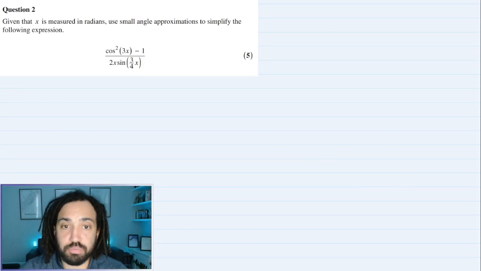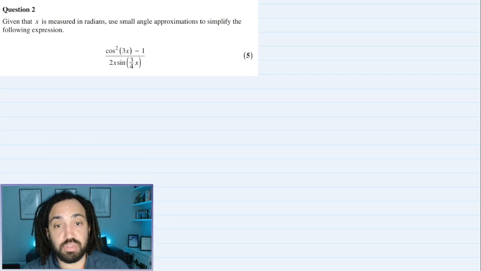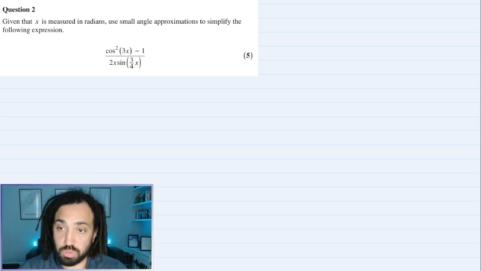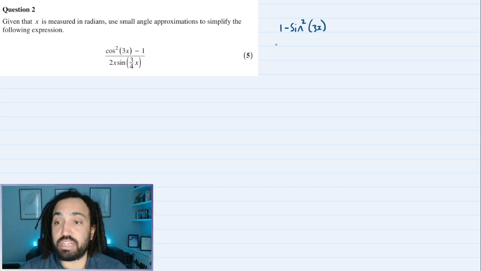Okay, question number 2. It says x is measured in radians. Use small angle approximations to simplify the following expression. Well, cos squared is the same as 1 minus sine squared. So the first thing I'm going to do is substitute that in, like this. But I don't need a bracket here.